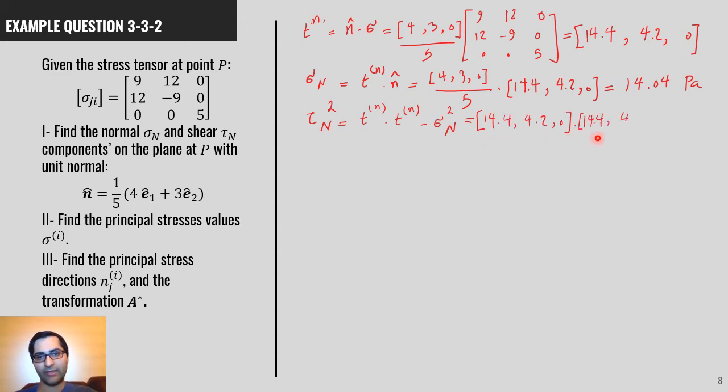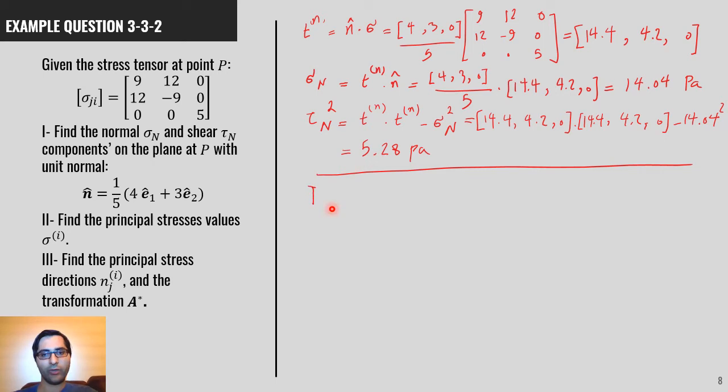Here is t dot t, and here is sigma n square, which becomes 5.28 Pascal. That's the solution for the first part.